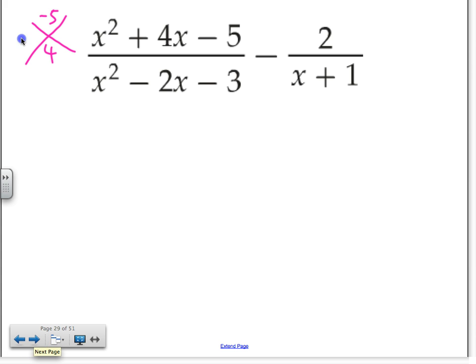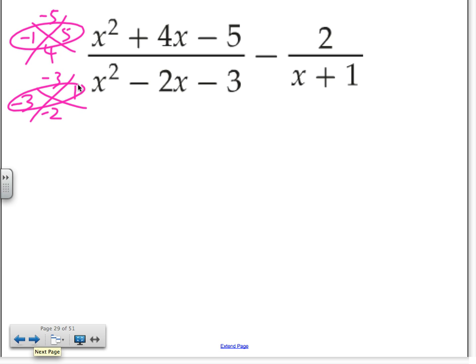Negative 1 and what? 5. Very good. Because negative 1 times 5 is negative 5, and negative 1 plus 5 is positive 4. We took care of the first. Let's take care of our bottom as well. What do you put here? Negative 3 on top, and negative 2. What times what gives you negative 3 and adds up to negative 2? 3 and 1. Okay, fine. Well, which one has to be a negative? 3. All right.